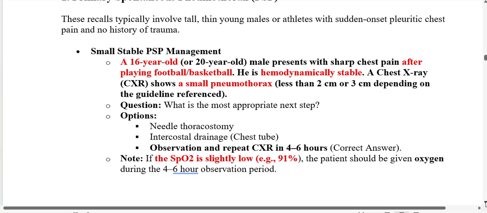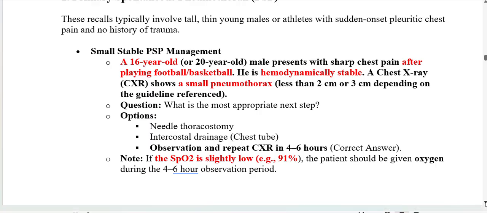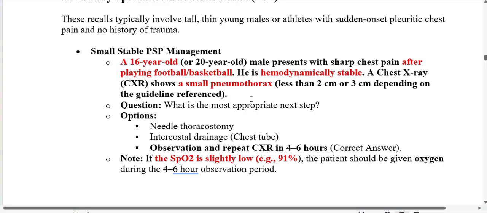Okay, let's do some past recall questions. I have a lot of recall questions, at least from the last one year, regarding pneumothorax. In one scenario they ask about a 16-year-old, and in another scenario a 20-year-old. So just quickly answer it.